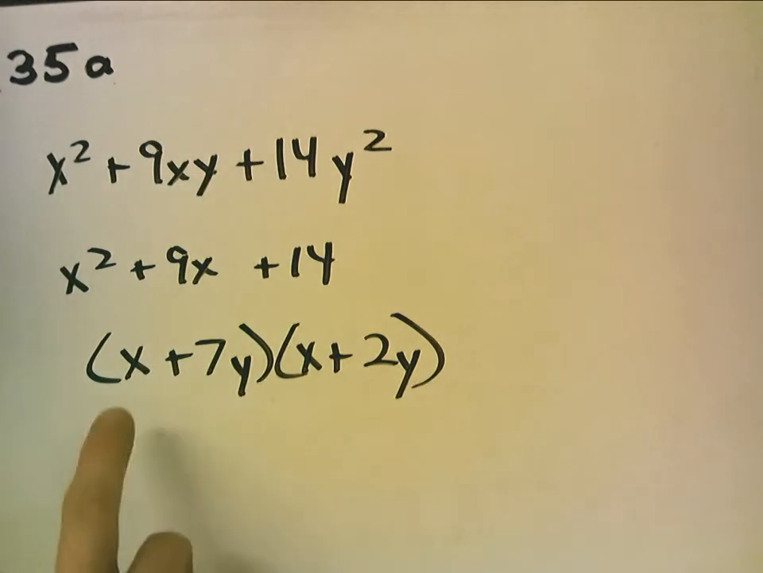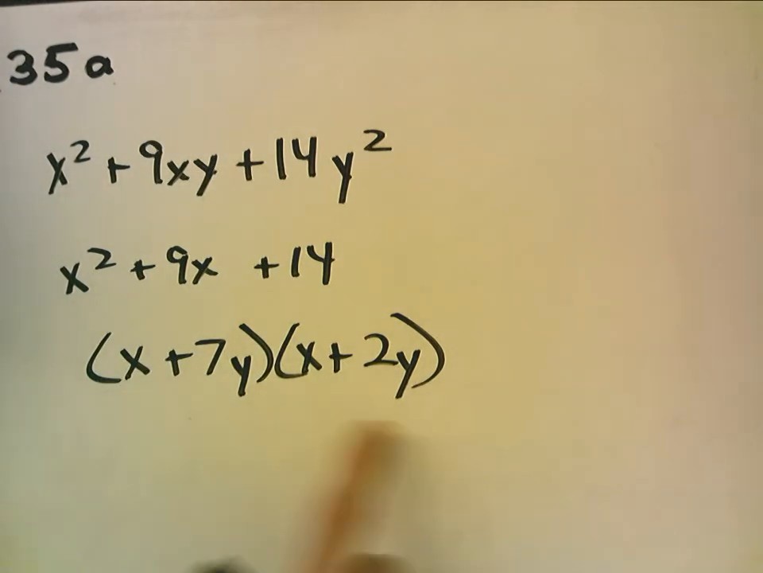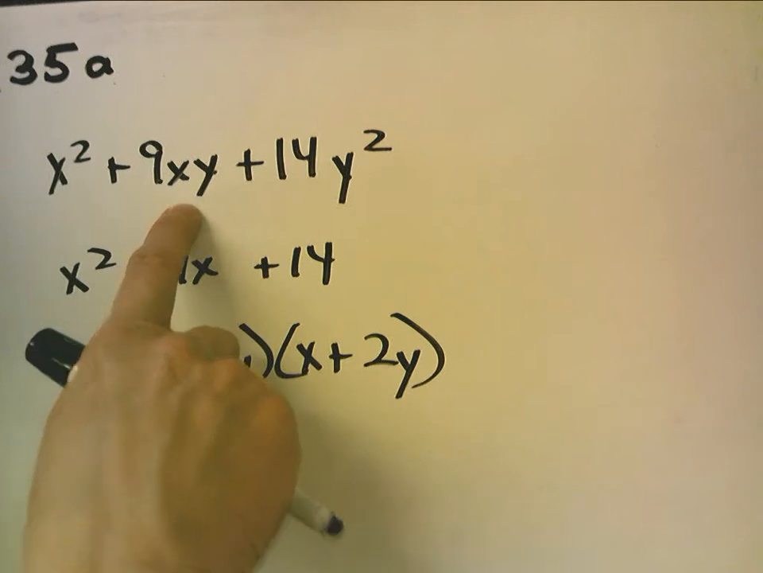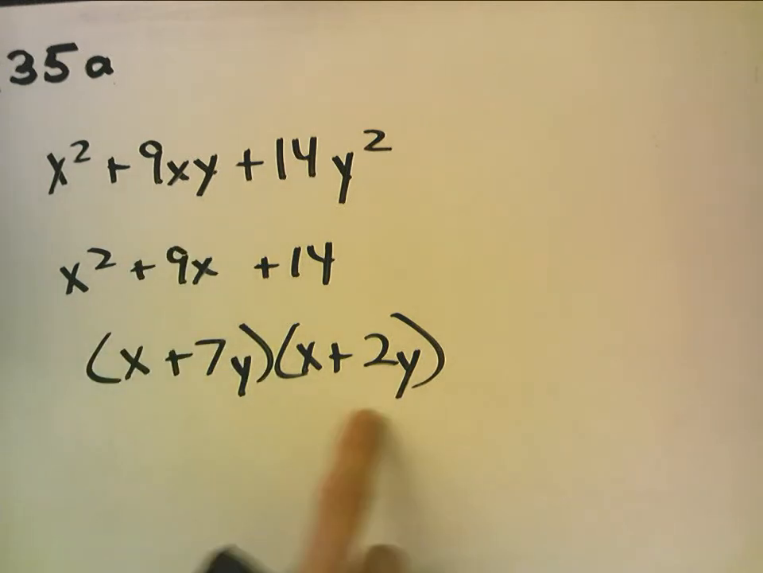Notice now when I FOIL this, I get x squared plus 2xy plus 7xy, which is 9xy. And 7y times 2y is 14y squared. Okay, so let's try that with another one.